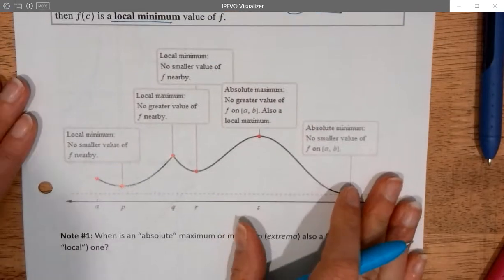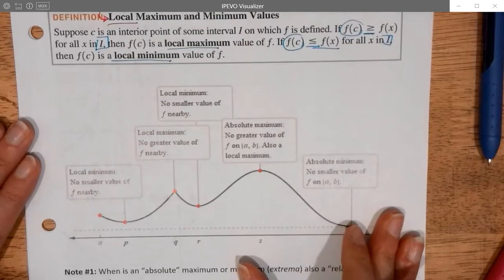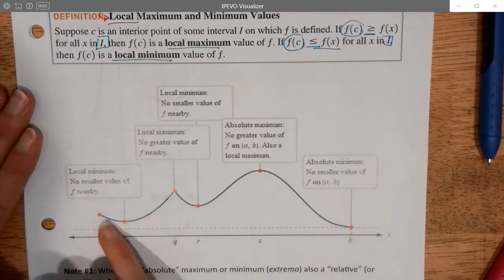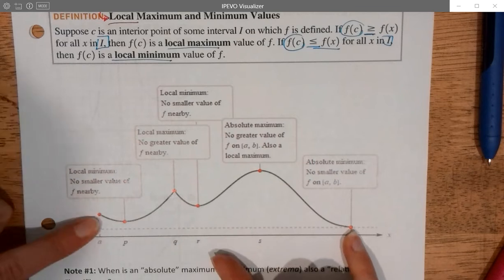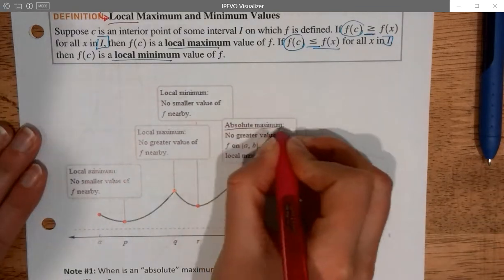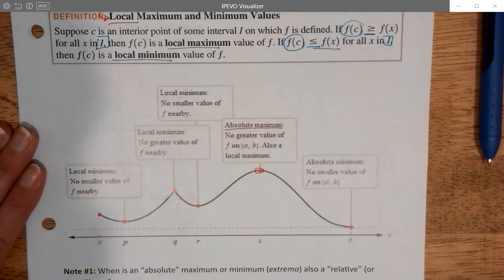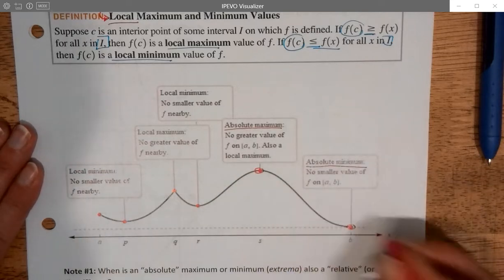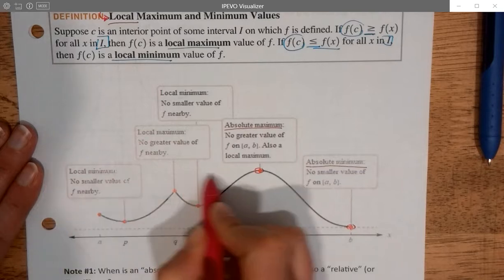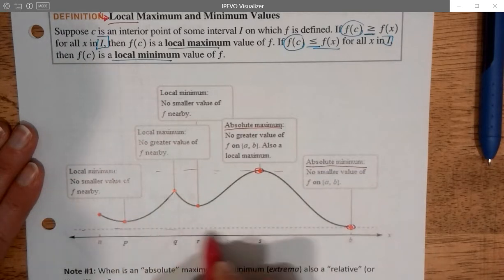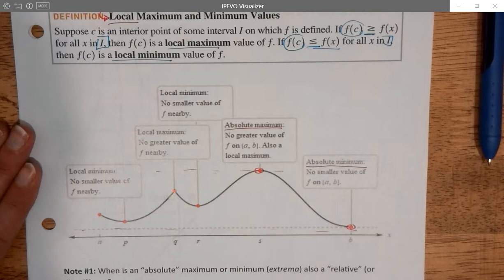So, taking a look at this graph right here, the differences between absolute and local extrema should be apparent. This is a closed interval, so it's guaranteed to have an absolute max and an absolute min. We'll locate those first. I have an absolute maximum at S, and I have an absolute minimum at B. That's the highest y value that my graph ever achieves, and this is the lowest y value that the graph ever achieves. Now I can have more than one local extrema.